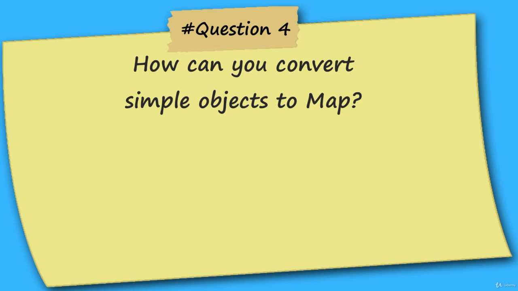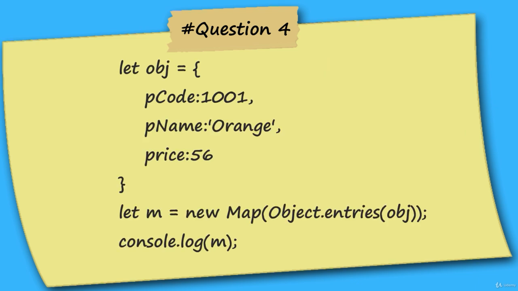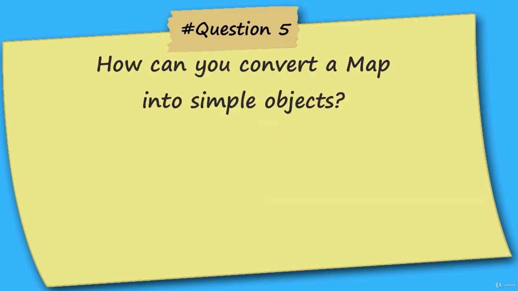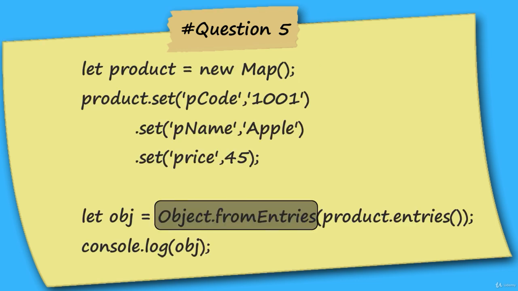The fourth question is, how can you convert simple objects to map? So this is the code which we have already tried. We are using the Object.entries method along with this to convert simple objects to map. And the fifth question is, how can you convert a map into simple objects? So here is the code. We used the fromEntries method, and then we converted the array values to object.